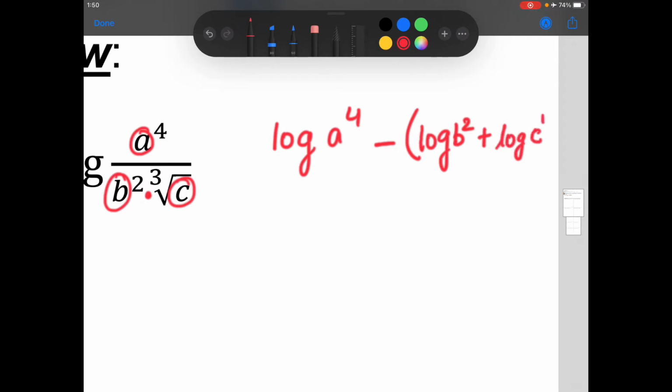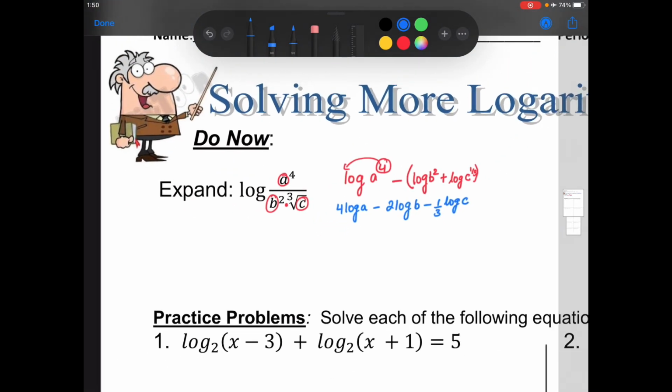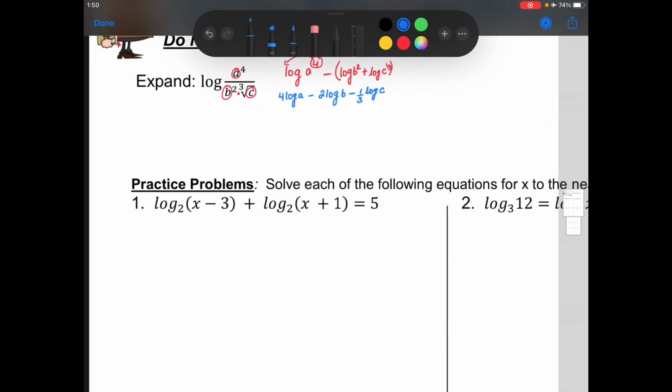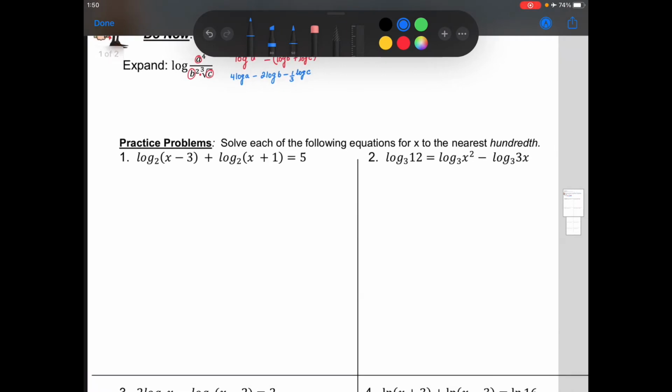Cube root of c is the same thing as c to the 1/3 power, right? Now what happens to these powers? They come in the front. So I'm going to write it as 4 log a minus 2 log b. If I get rid of my parentheses, I'll have to change this plus to minus 1/3 log c. So this is how you expand it using your properties of log. So again, have your notes of log equations from lesson 3 in front of you while we do these questions.